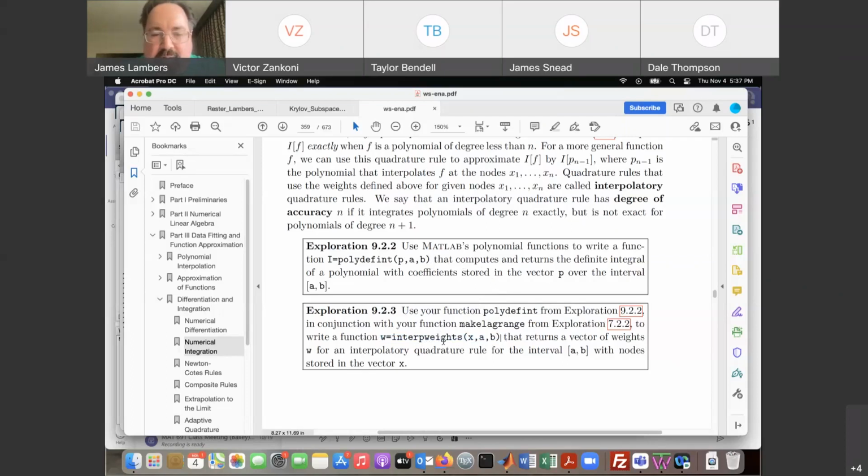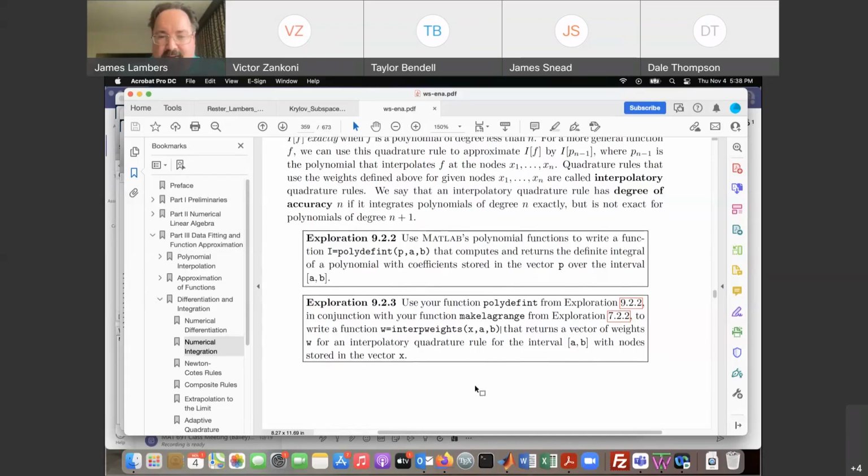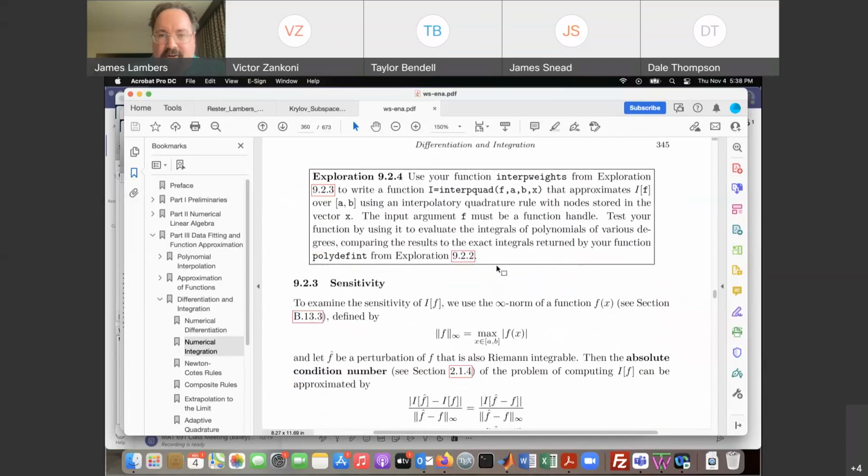So what I showed you last time for any interpolatory quadrature rule is that once you've chosen the nodes, which would be in the vector x, then there's a formula for weights. It's just the integral of the Lagrange polynomials corresponding to the nodes on a specified interval AB. So once you have chosen whatever nodes you want for your quadrature rule, then this function will give you the weights. And then that function is used in this one, interp quad.